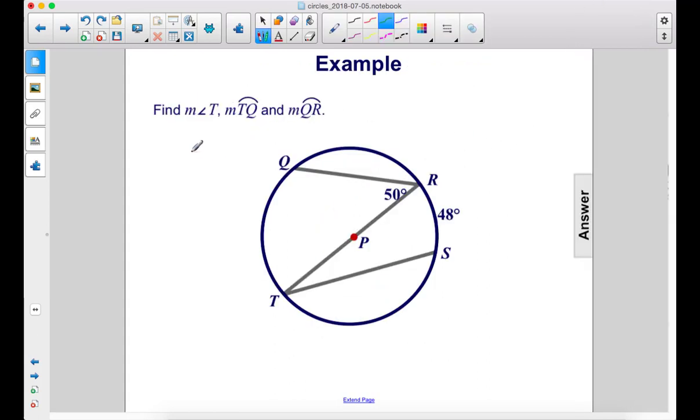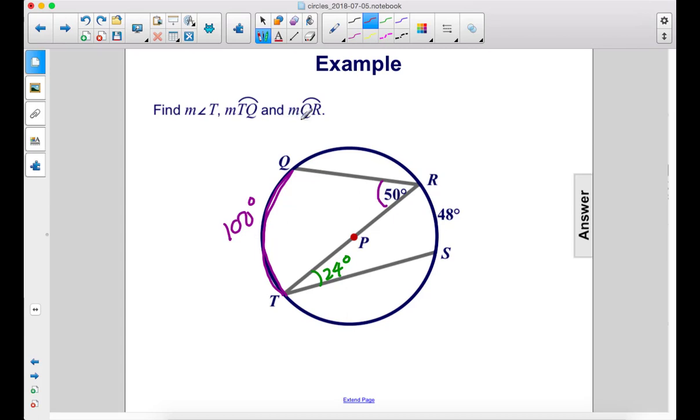Here's an example. Find the measure of angle T. Alright, so that's this angle here. We see that this arc is 48 degrees, so this angle is going to be half of that, making this 24 degrees. Find the measure of arc TQ. So TQ is this arc here. We see that the angle is 50 degrees, making this twice as much at 100 degrees.